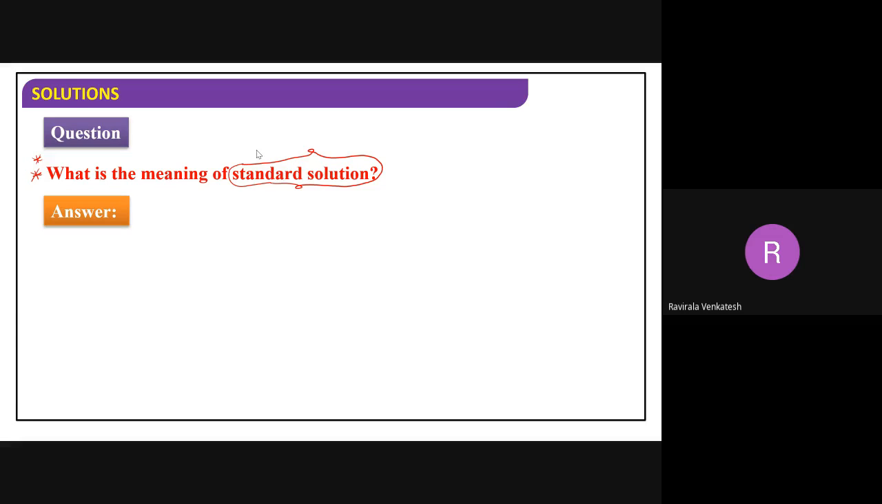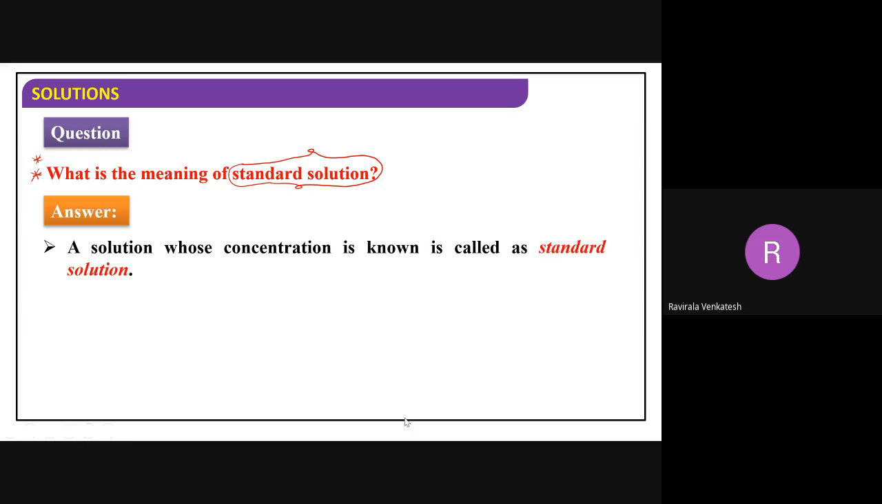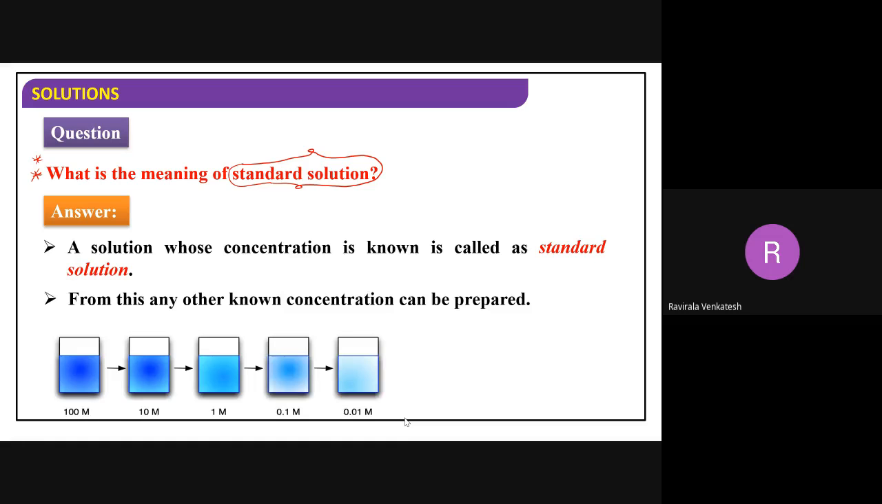Standard solution means, if you know the concentration of the solution, a known concentration is called a standard solution. If anybody knows the concentration of that solution, it is called a standard solution. If you don't know that, it is not at all called a standard solution. Say, 1 molar H2SO4 or 1 molar NaOH is called a standard solution. If you know the concentration, that is called a standard solution. It's a very important one.